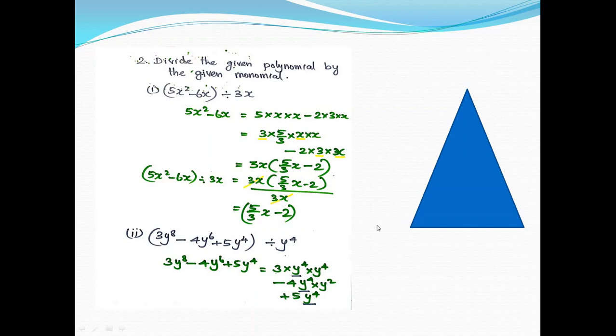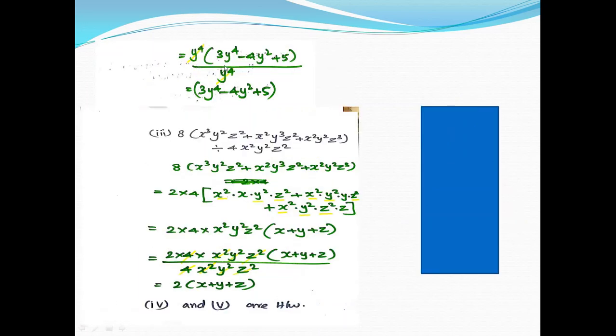Now we'll take the common term. Y to the power 4 is the common term. The non-common factors are 3y to the power 4 minus 4y square plus 5, divided by y to the power 4. Strike off this y to the power 4, you will get the solution 3y to the power 4 minus 4y square plus 5. Let us move to the third one.